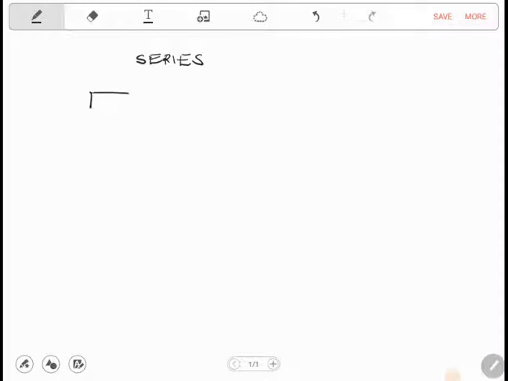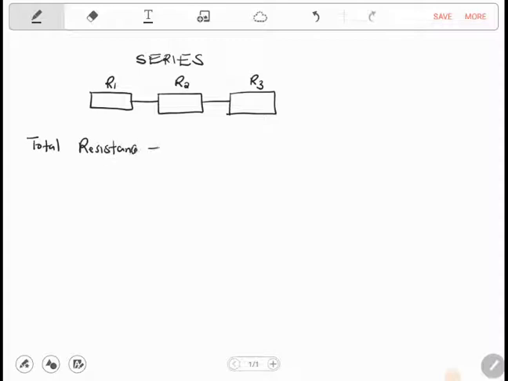So let's say you have this resistor connected to this resistor, maybe this is also connected to another resistor. So this is your resistor 1, this is your resistor 2, this is your resistor 3. So now how do you move on? Total resistance will be equal to resistance in resistor 1 plus resistance in resistor 2 plus resistance in resistor 3.